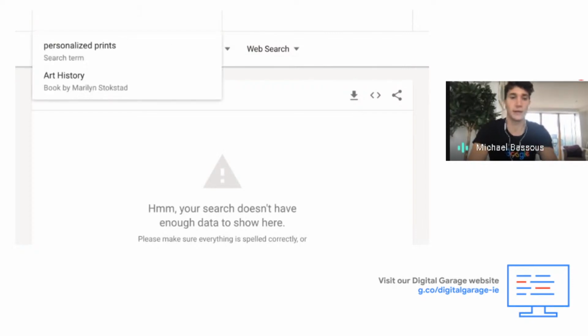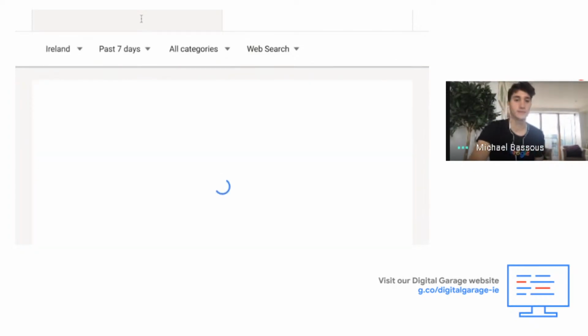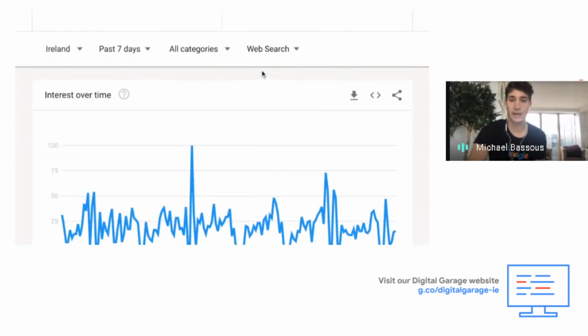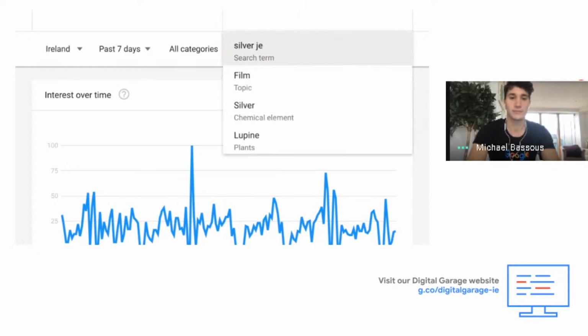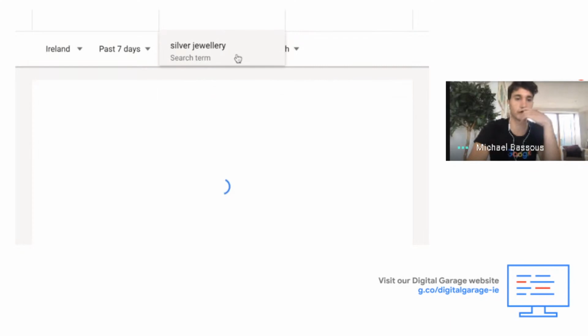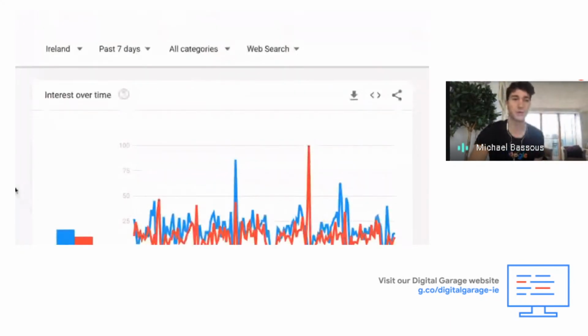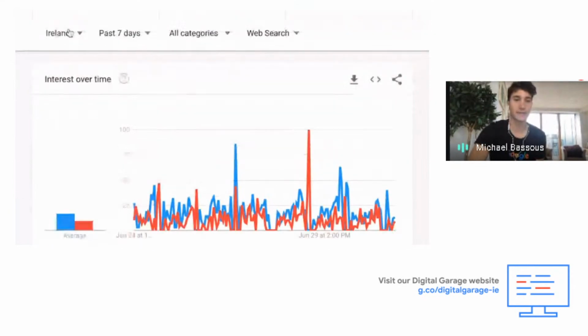But let's see. I also saw gold jewelry. Perfect. And let me compare with something that is, I don't know, maybe a bit similar. Yeah, perfect. We can see a bit of competition here between gold jewelry and silver. I kept it in Ireland, last 7 days, for all categories.